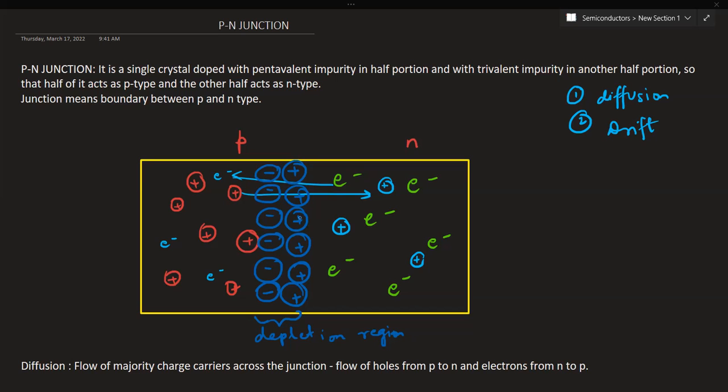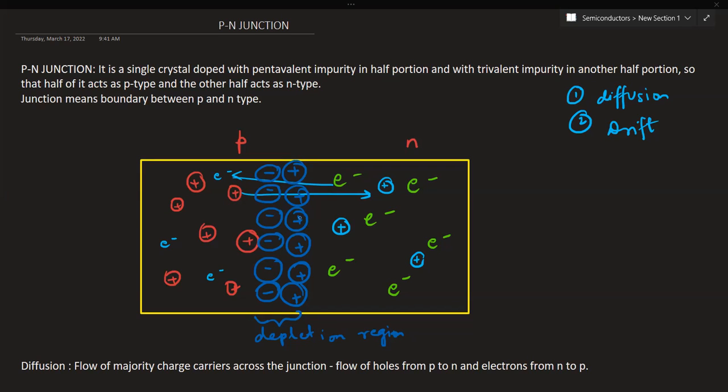This small region in the vicinity of the junction is depleted of free charges and has only immobile ions. This region is called the depletion region, or you can say depletion layer. Now see the distribution of charge near this junction: the accumulation of negative charges in the P region and positive charges in the N region sets up a potential difference across the junction.